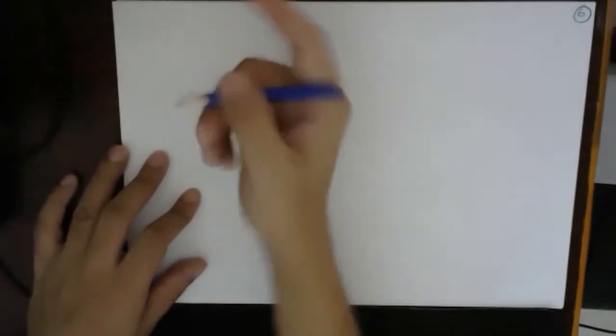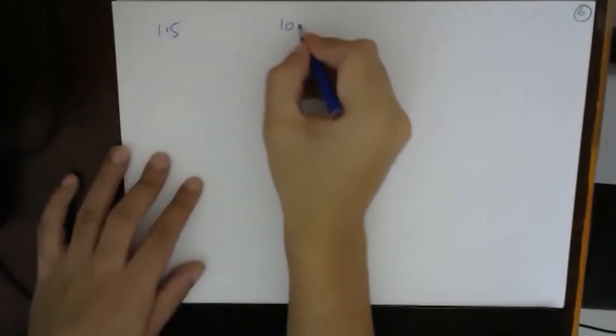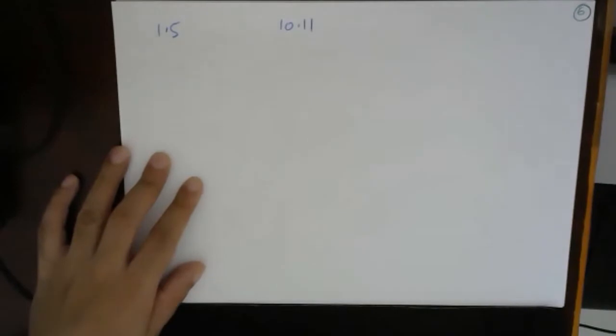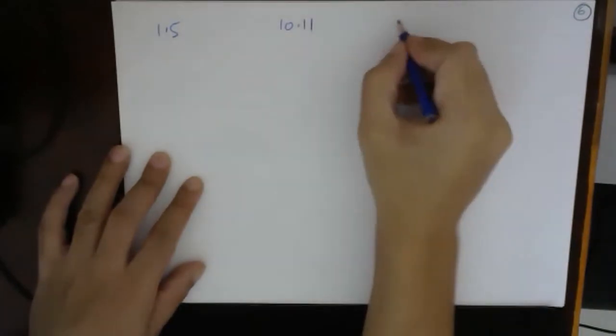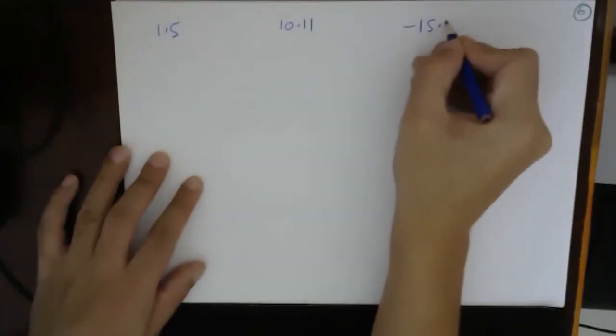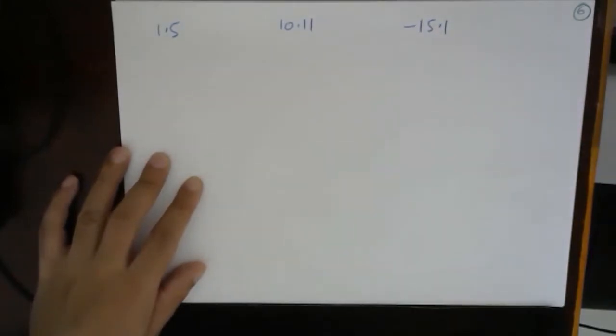We will start with the modulus, greatest integer function and fractional part function. Just a very quick revision. I'll give you some numbers. Tell me the integral part of these numbers. So integral part of 1.5. What is the integral part of 1.5? 1. Integral part of 10.11. What is the integral part of 10.11? 10. Very good. Integral part of minus 15.1. What is the integral part of minus 15.1?